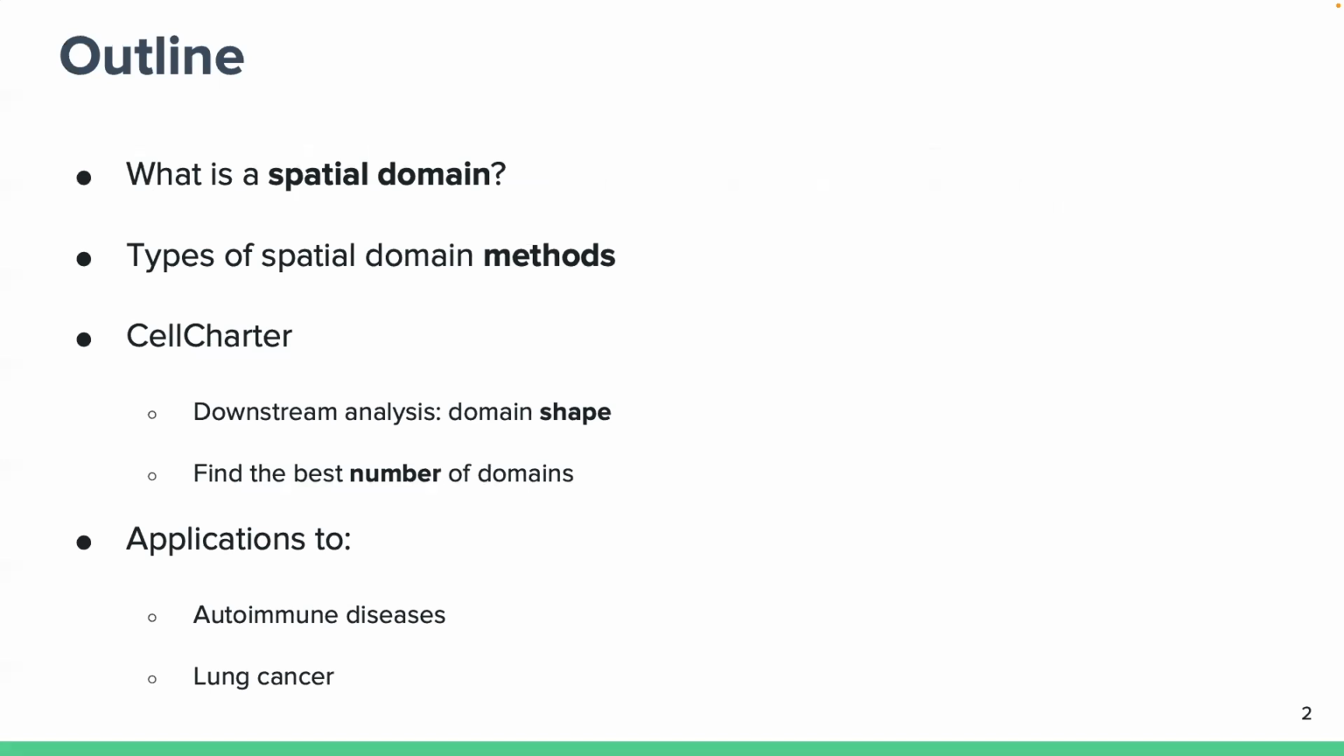So, in this lecture, I'm going to first give a definition of what is a spatial domain. I'm going to show a few categories of ways of finding spatial domains. And I'm going to mention also our work in this context, CellCharter. I'm going to focus in particular on two interesting possible downstream analyses. One is, for example, the characterization of the shape of those domains, which sometimes have interpretable biological meaning, and also how we found the best number of domains, which also goes in the context of the question that has been asked before. And also, to see the applicability, I'm going to show a little bit of use cases on how we use domains to characterize certain diseases such as autoimmune disease and lung cancer.